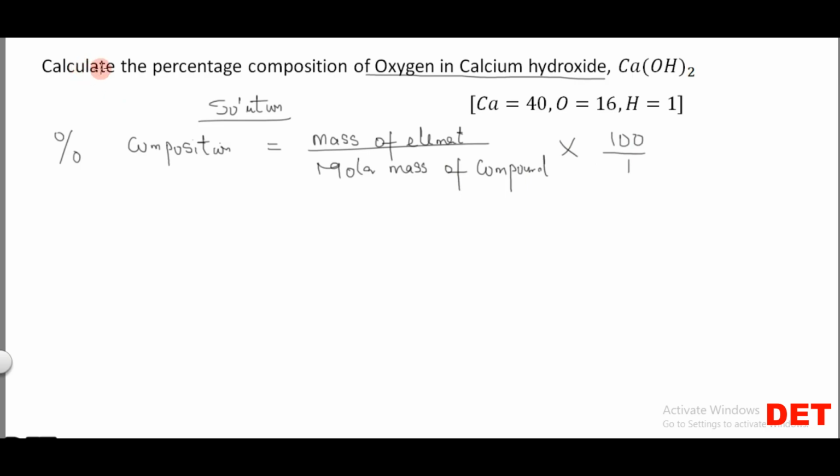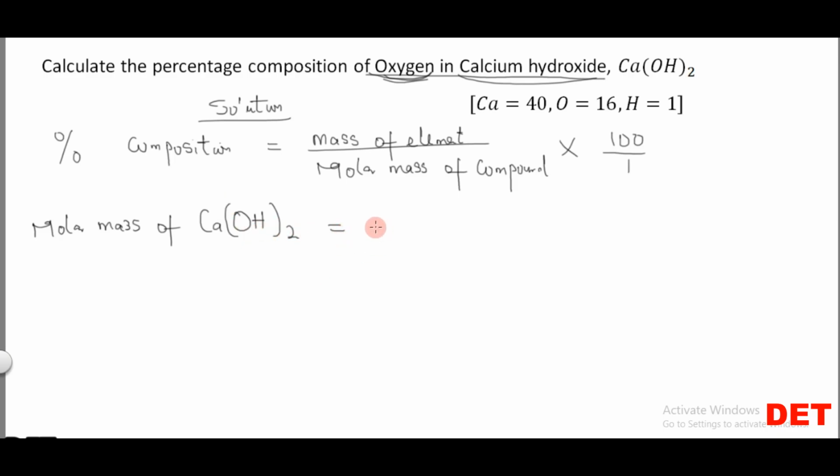So again, we are looking for the percentage composition of oxygen. So the mass of the element will be the mass of oxygen, and the molar mass of the compound will be the molar mass of calcium hydroxide. First of all, let's look for the molar mass of the compound, which is calcium hydroxide.